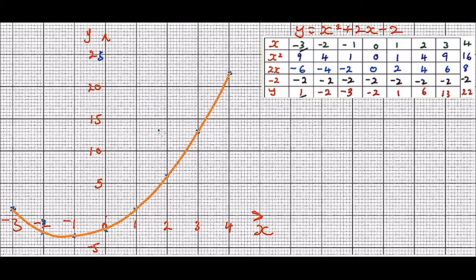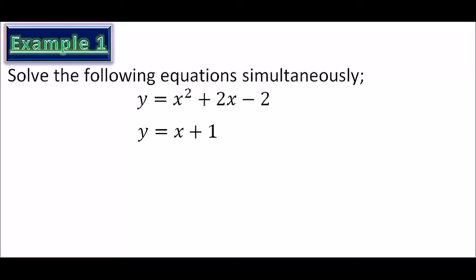So this is our quadratic graph. We now label our quadratic graph. It is y is equal to x squared plus 2x minus 2. From there, we are going to plot the graph of the other linear equation which we had been given. So let's go back to the question and make a table for that linear graph.